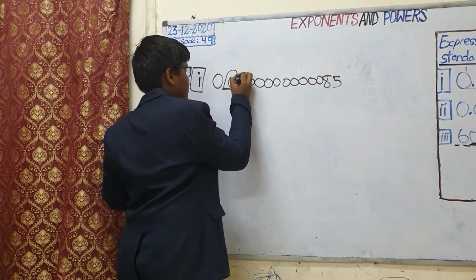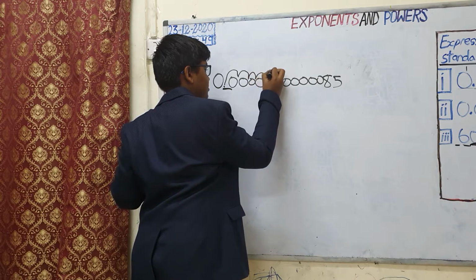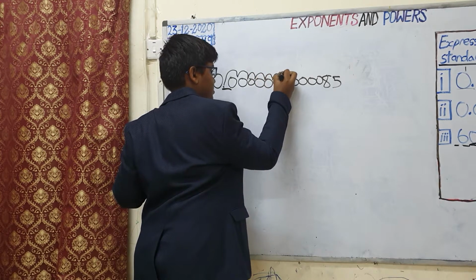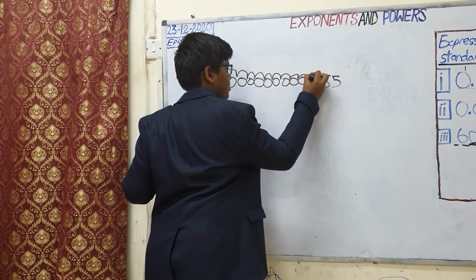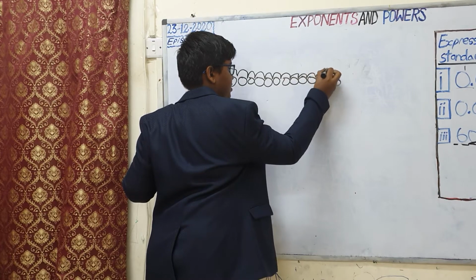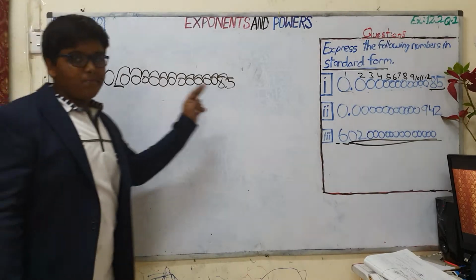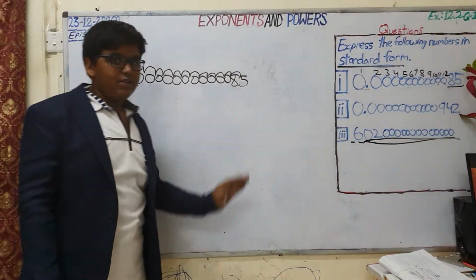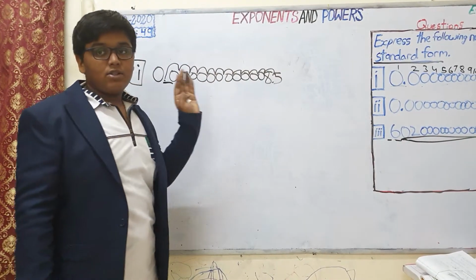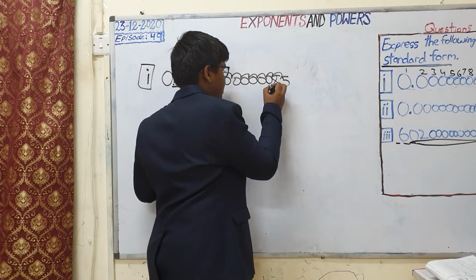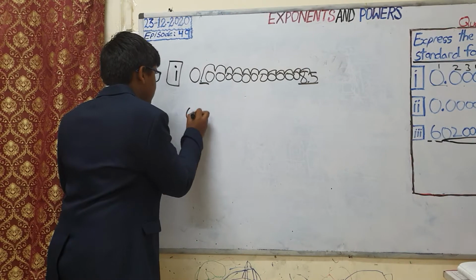So 1 2 3 4 5 6 7 8 9 10 11 and 12. So here is where the point comes: 8.5. When all the zeros are cancelled, we will get the answer, not the final answer, the answer as 8.5, the solution. So let's cancel all these zeros.